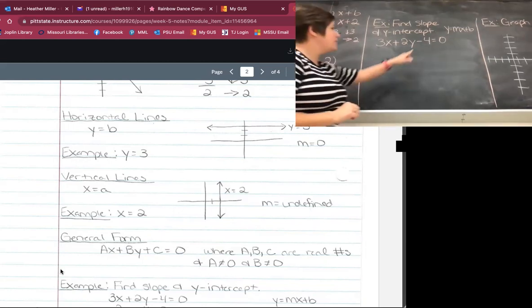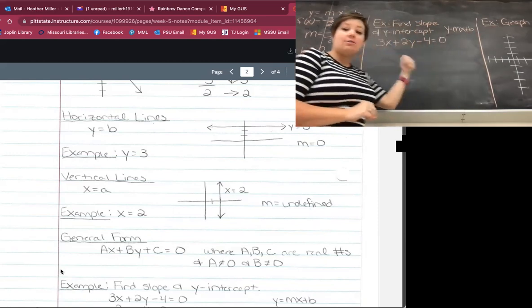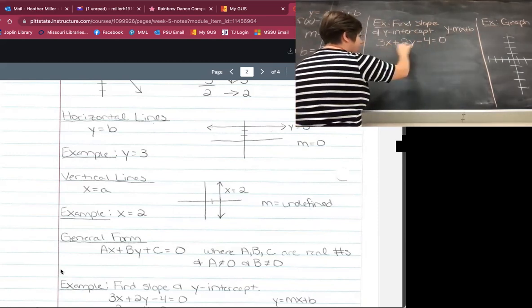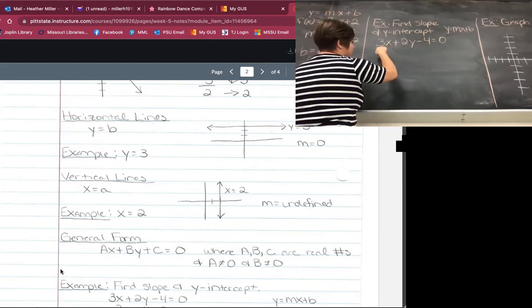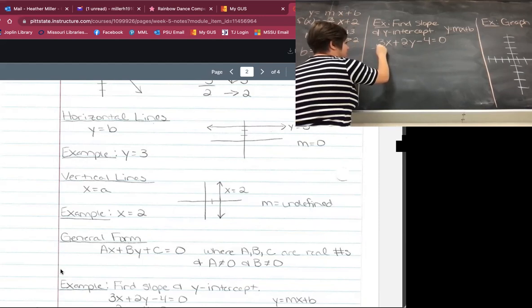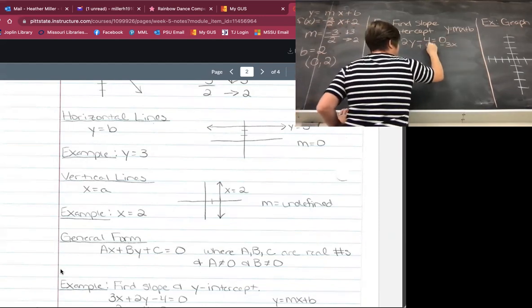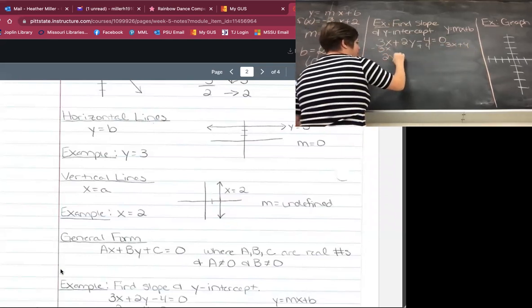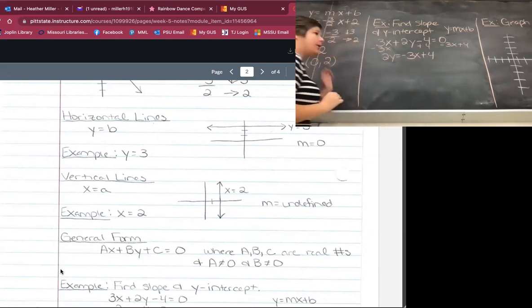Well, the first thing is, if you look at this equation, notice y is by itself. So that's what I'm going to do. I'm going to focus on getting y by itself. I'm going to move everything else over and leave the y by itself. So I'm going to subtract over the 3x. And I'm going to add over that 4. So that I'm left with 2y equals a negative 3x plus 4.